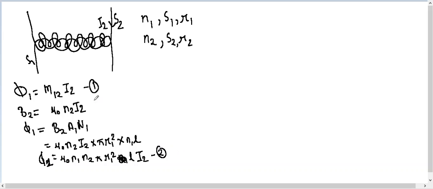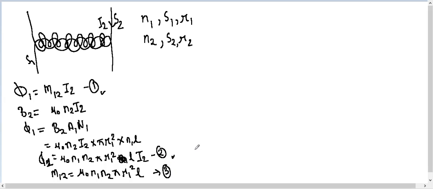Now comparing equation 1 and 2, we get the value of M12, which is equal to mu naught n1 n2 pi R1 square into L. Let us name it 3.